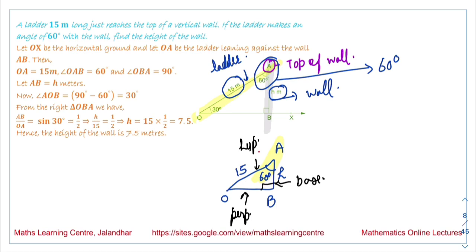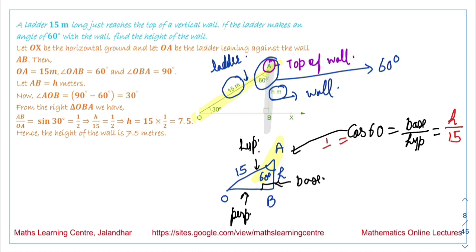So if we write the value of cos 60 degree, we are talking about this angle. So it is base over hypotenuse. Now the base value we have is h, and the hypotenuse is given to be 15, and the value of cos 60 is 1 by 2. So the value of h that we will get is 15 by 2, that is equal to 7.5 meters. So we are saying that the height of this wall is 7.5 meters.